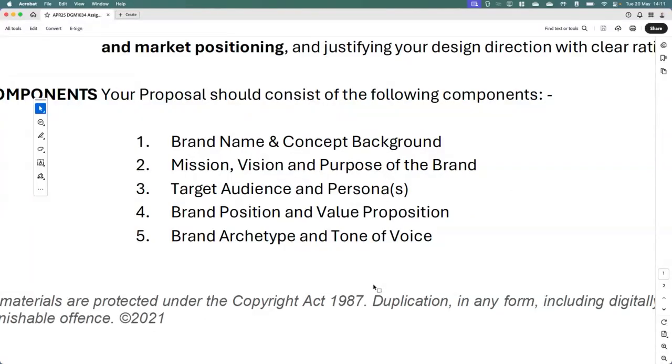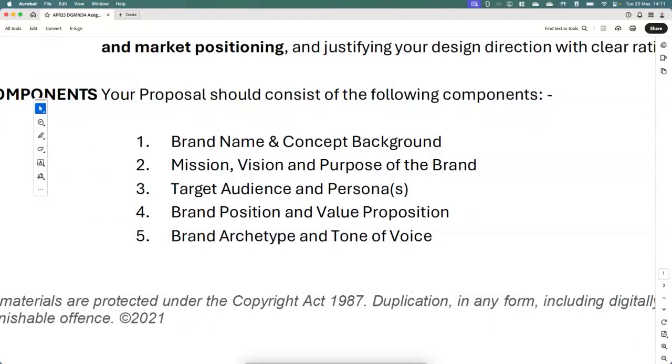because you guys are doing branding. So you guys should use your own color scheme, your own fonts, your own images and style. So please refrain from using a template, because marks are also given for how you prepare your proposal.